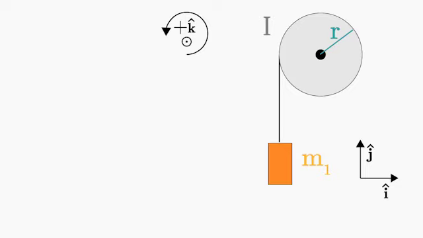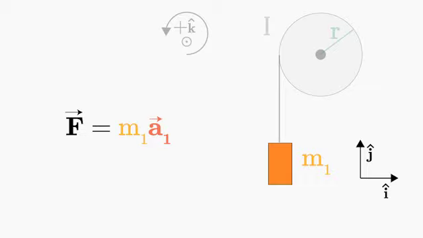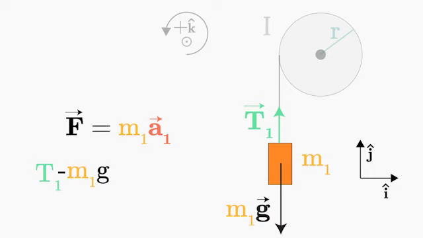Now let's write down Newton's laws for the different parts of the system. First, for the block, we will write down the linear version of Newton's second law. For the sum of forces, we have gravity pointing down and tension pointing up. According to the convention we just defined, T1 is positive and m1g is negative. Notice that since the block is accelerating, T1 minus m1g is not 0, but is equal to m1a1.